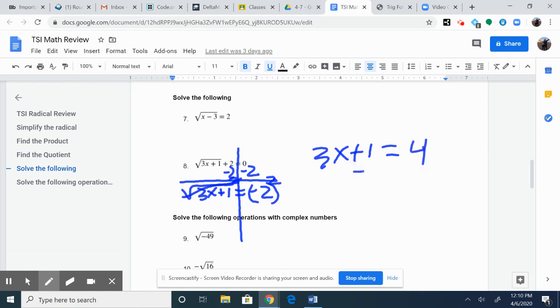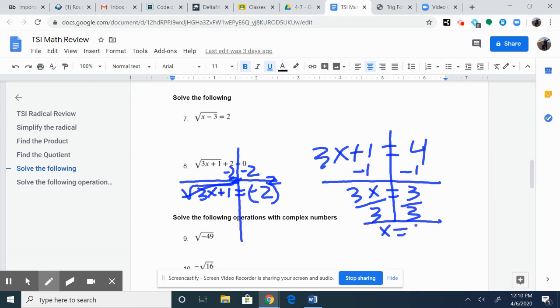And now we can just solve this as a regular equation. So we're going to subtract 1 on both sides. That should be 3. And then we're going to divide both sides by 3, which is equal to 1.